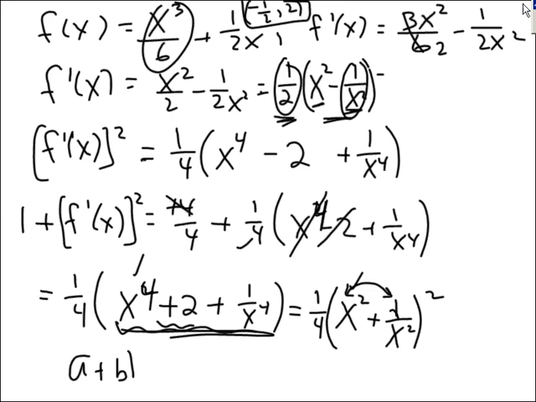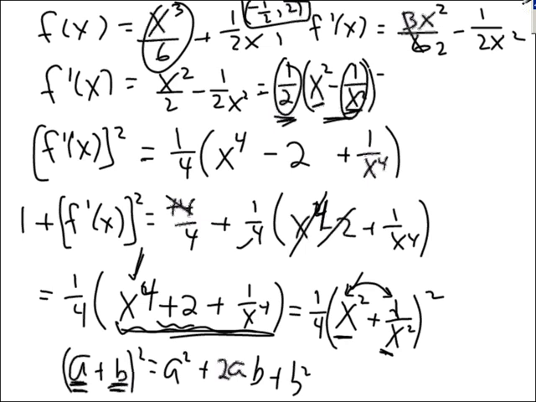Whenever you have a sum and you square it, you get the first squared plus 2 times the first times the second, which in this case is AB, plus you get the second squared. Well, the first squared is x to the 4th. When I multiply these two, I get 1. But then I have to multiply that result by 2. 2 times 1 is 2. Plus, when I square 1 over x squared, I get 1 over x to the 4th. Okay.